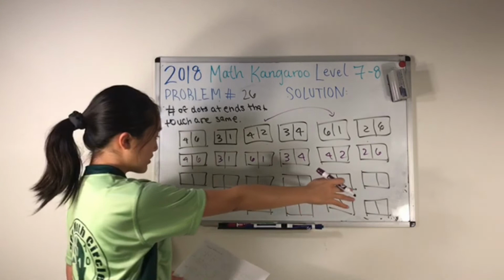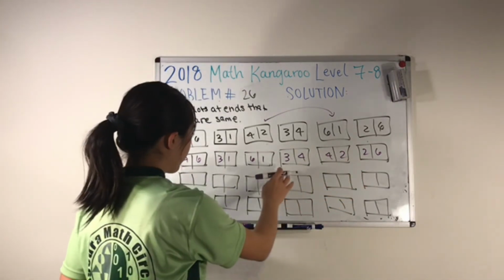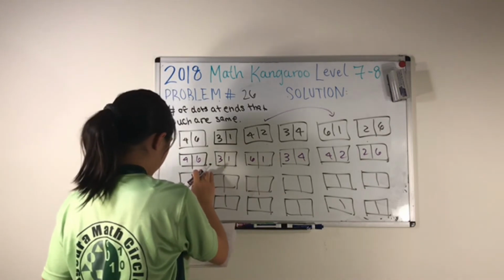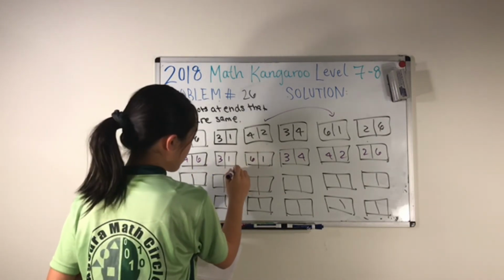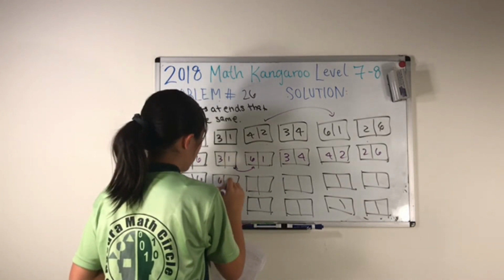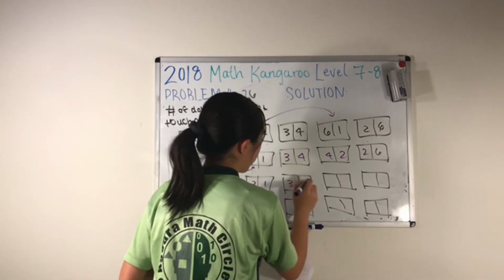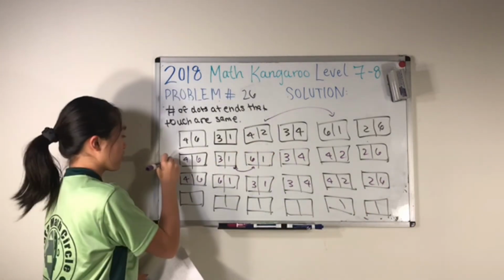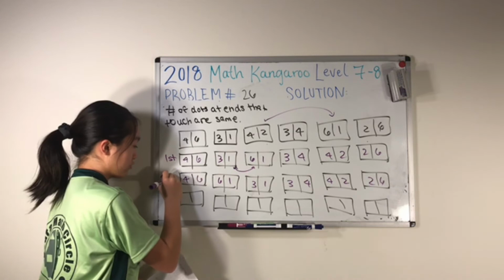Now that we have this, what other matches can we make? We see we have 2 3s here and a pair of 6s here, so we can switch these two. So we get 4, 6, 6, 1, 3, 1, 3, 4, 4, 2, and 2, 6. Keep in mind, this is our first move, and this is our second move.